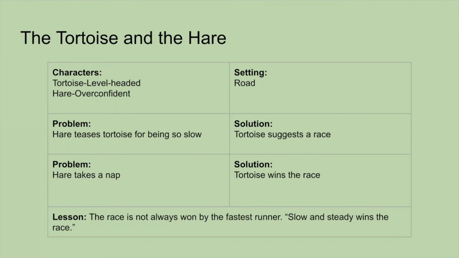What is a problem that we encounter? The hare teases the tortoise for being so slow. What is the solution? The tortoise suggests a race. What's another problem we encounter? The hare takes a nap. And a solution, the tortoise wins the race. And what is the lesson that we learn from this? A lesson we learn is the race is not always won by the fastest runner. Slow and steady wins the race.